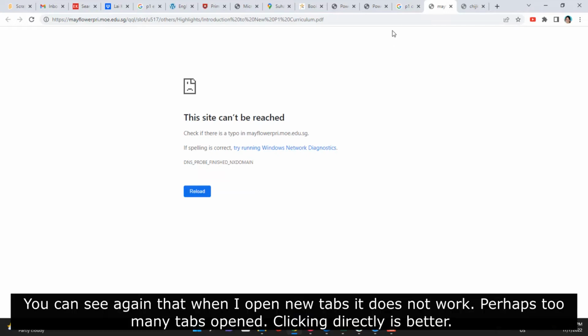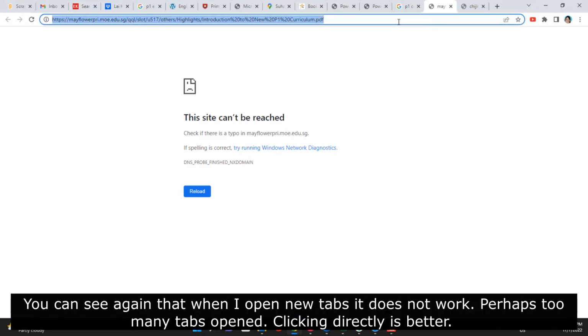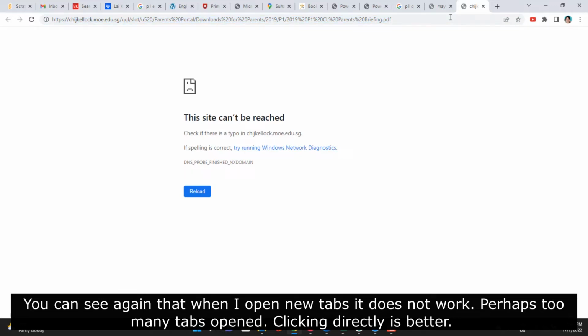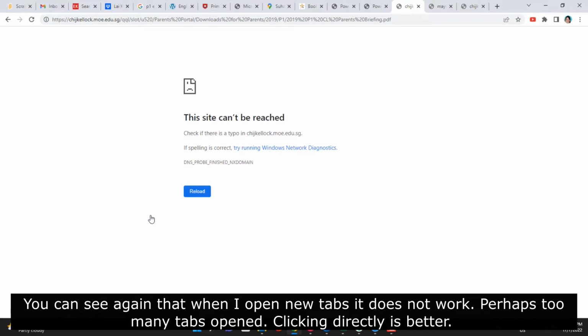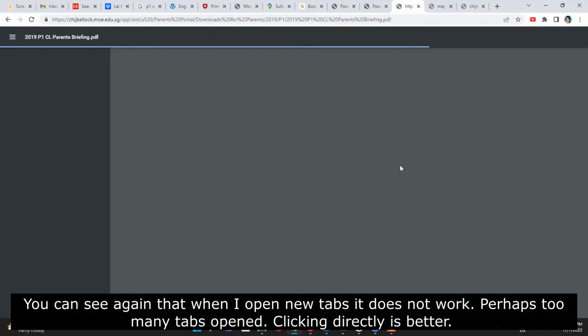Like this, you see again, when I open a new tab, perhaps because there are many tabs open, sometimes this is the issue as well. When I open a new tab, it doesn't work. But I think if I open it in the search page and click on it directly, it works. But as I said, sometimes it doesn't work immediately on the first try. You have to refresh. And then, here it comes.